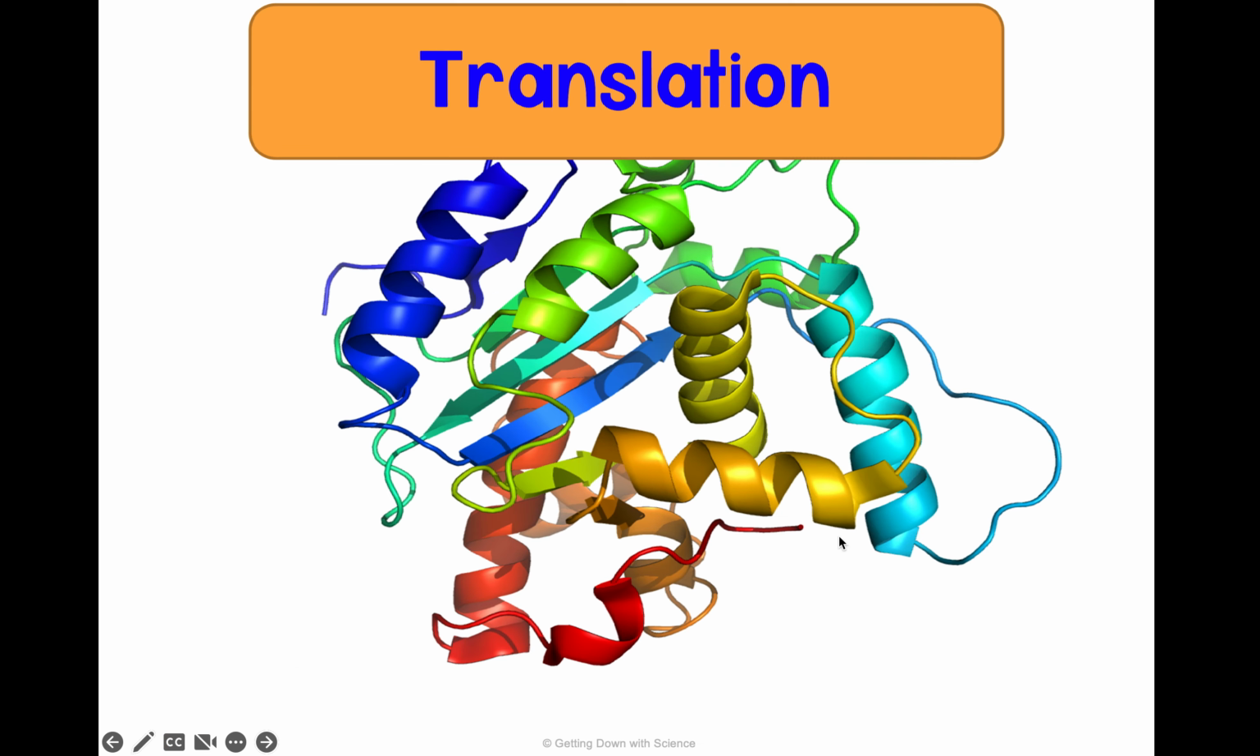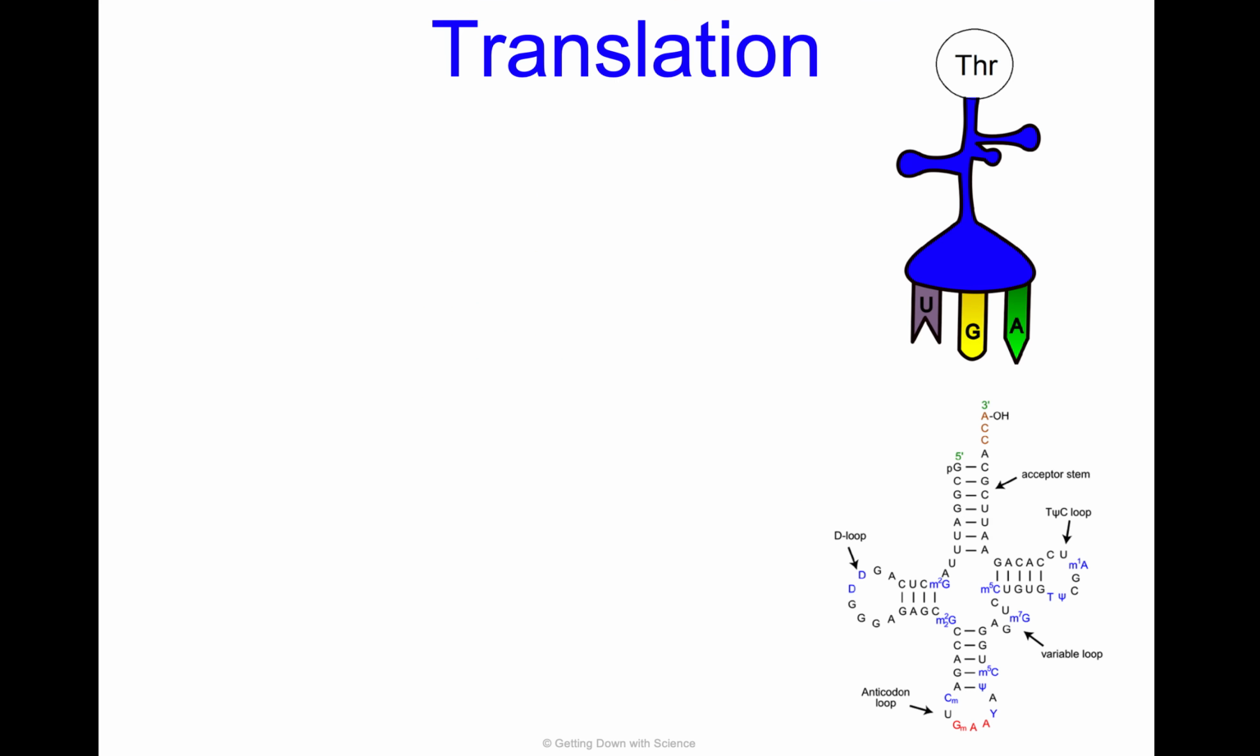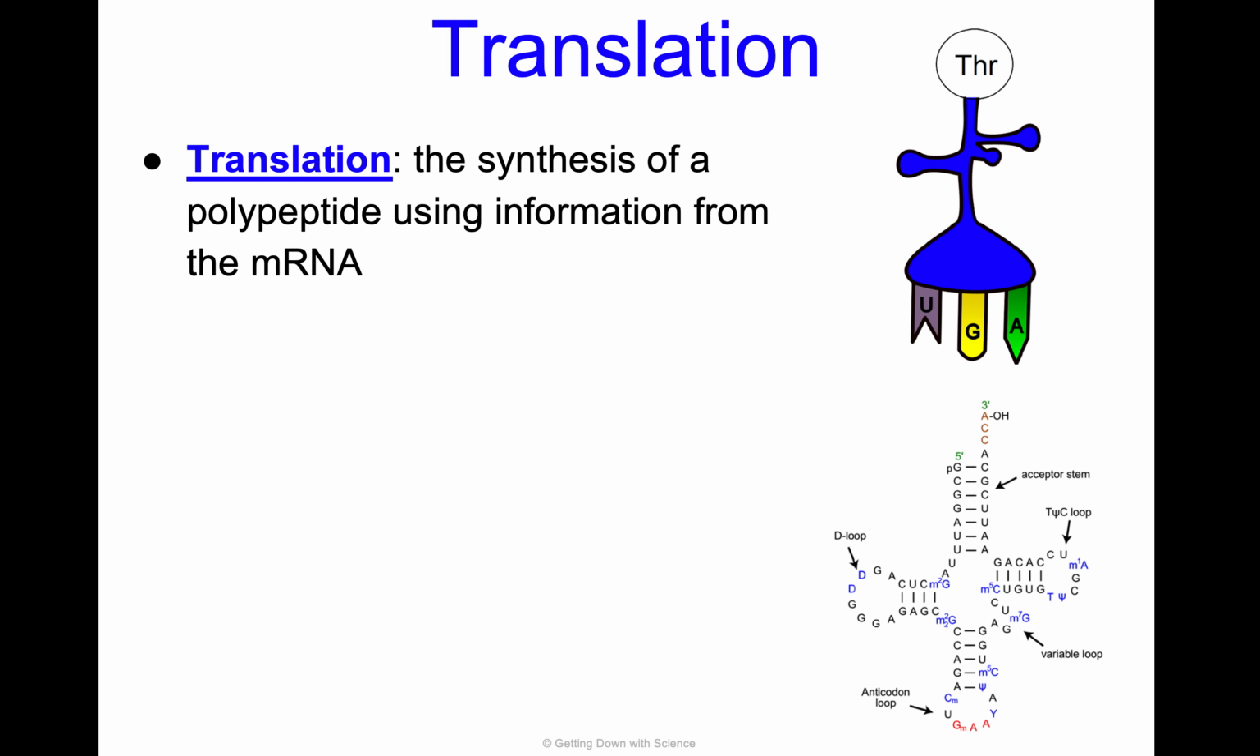All right, here we go. So this topic is on translation. This is the second step in that central dogma of biology, with the DNA makes mRNA makes proteins. This is the mRNA to protein part. And translation by definition is the synthesis of a polypeptide using information from the mRNA.